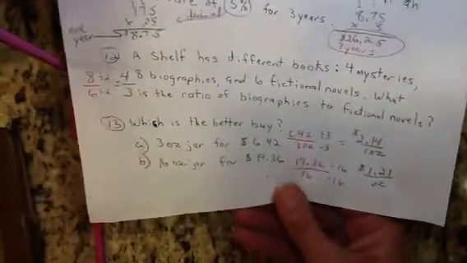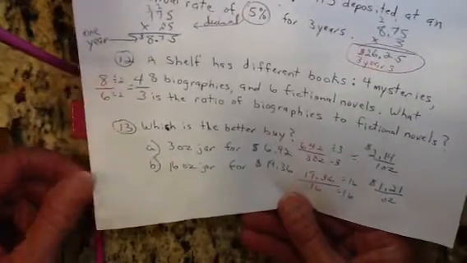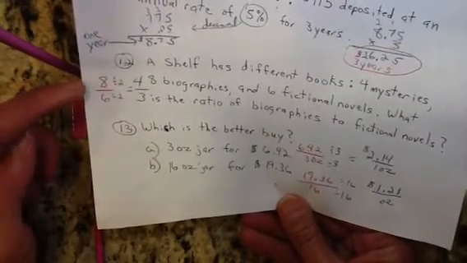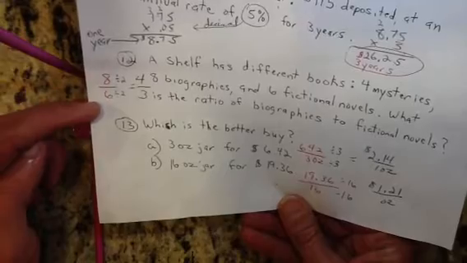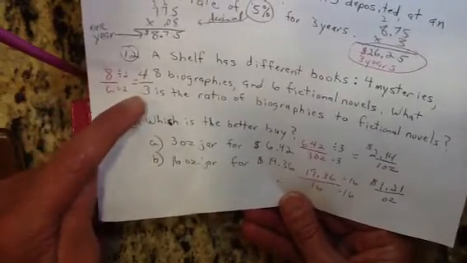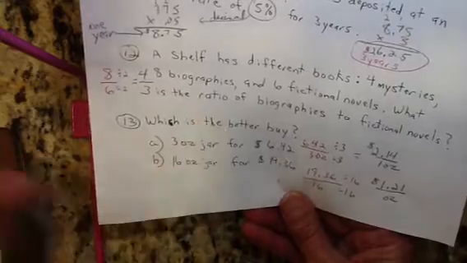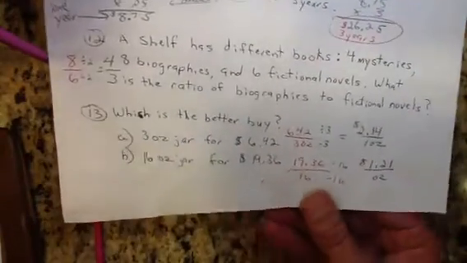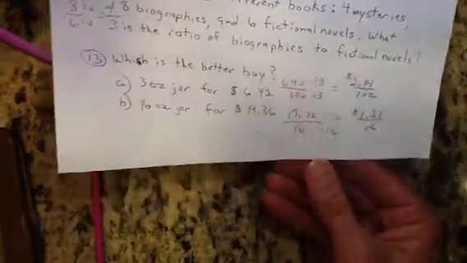Okay, now, this is a ratio of biographies to fictional novels. Notice we get an improper fraction, but you're going to leave it that way because it is a ratio. So just leave it one number compared to the other.